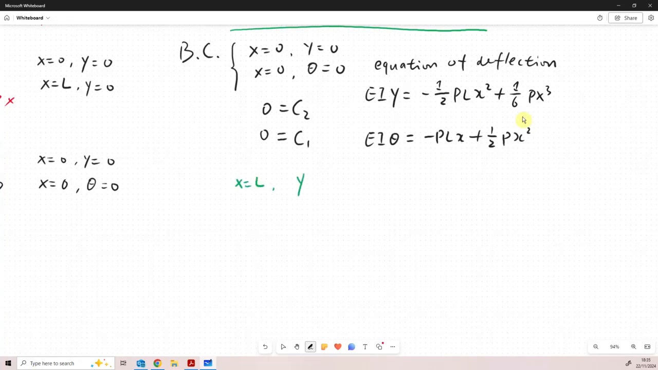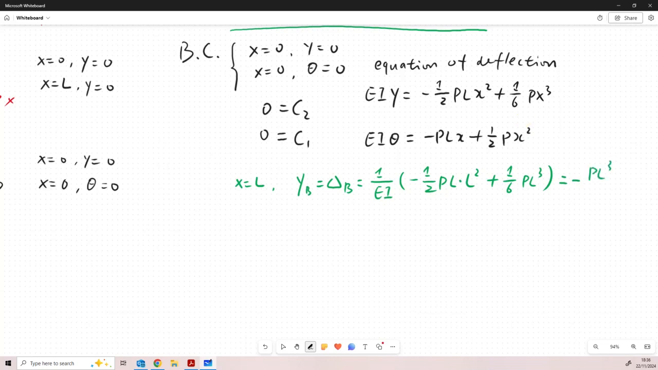So the deflection at B, y_B or delta B, is equal to, we move EI to the right hand side, 1 over EI times minus 1 over 2 PL times L squared plus 1 over 6 P L cubed. If we evaluate these terms, we come out with the value minus PL cubed over 3EI. So this is the deflection at the point B, delta B.